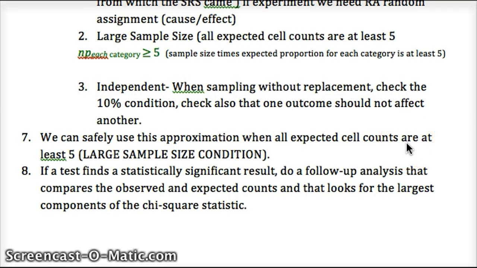Now, if a test is statistically significant, we do a follow-up analysis that compares the observed and expected counts and looks for the largest component of the chi-square statistic, meaning which observed count is furthest from the expected count. Now this example is on page 680 in your book, and it goes through how to calculate it. So here we have the observed minus expected candy squared over the expected, and then we add it up for the next category, the next, and so on.